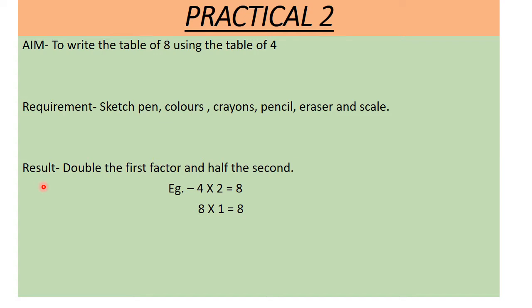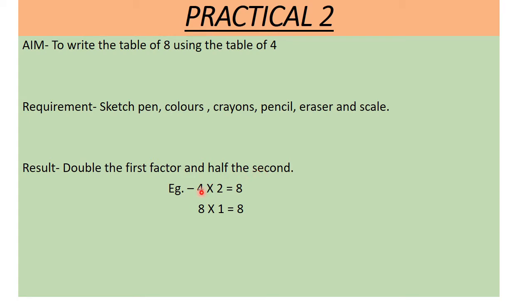We all know that when we multiply two factors, we get a product. And if you have to write the table of 8 with the help of the table of 4, how are you going to write? You will just double the first factor, and half the second one. You just have to remember this trick, that you will double the first factor and find the half of the second, and then you will do the multiplication. So let's see one example I have given you.